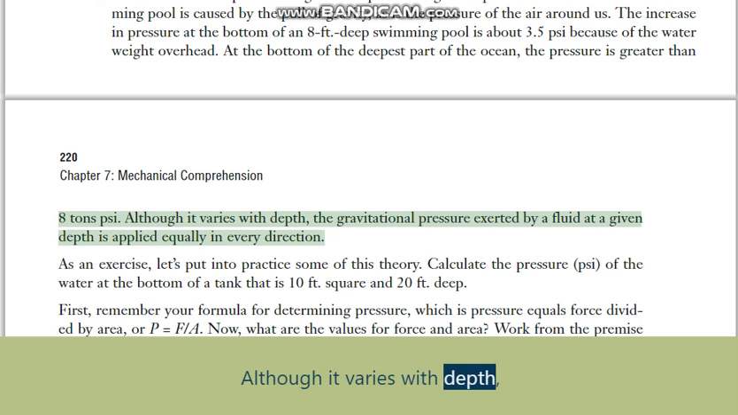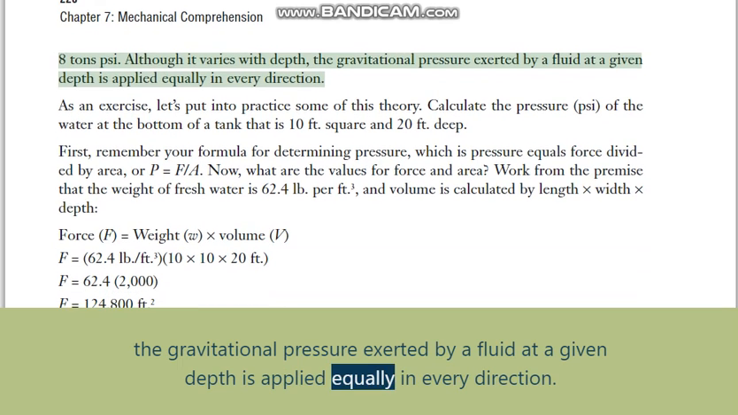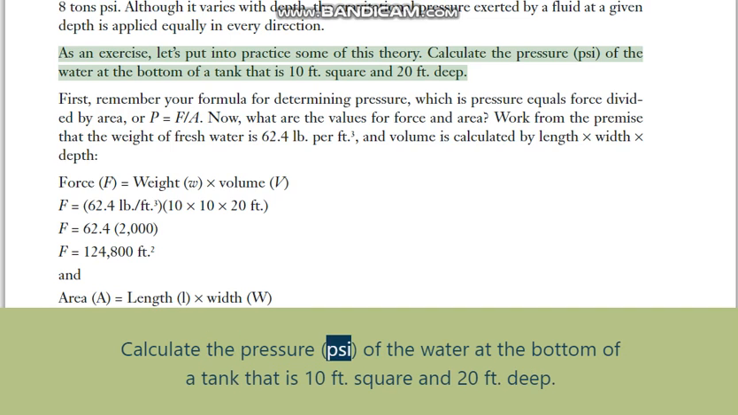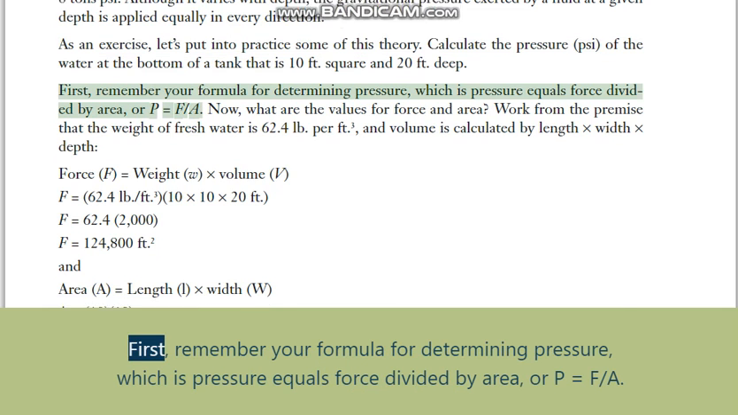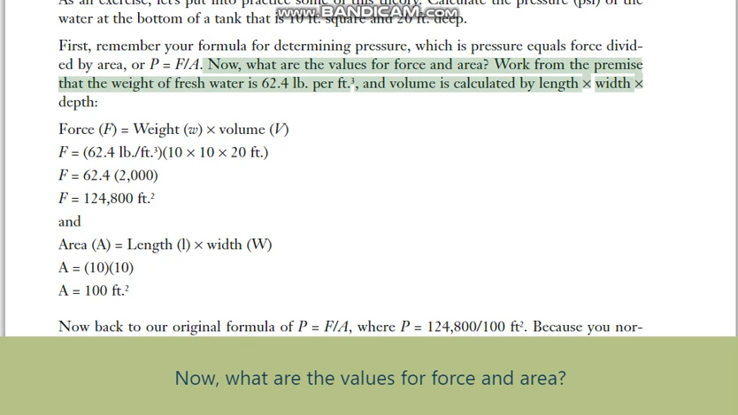Although it varies with depth, the gravitational pressure exerted by a fluid at a given depth is applied equally in every direction. As an exercise, let's put into practice some of this theory. Calculate the pressure, psi, of the water at the bottom of a tank that is 10 feet square and 20 feet deep. First, remember your formula for determining pressure, which is pressure equals force divided by area, or P equals F/A. Now, what are the values for force and area?